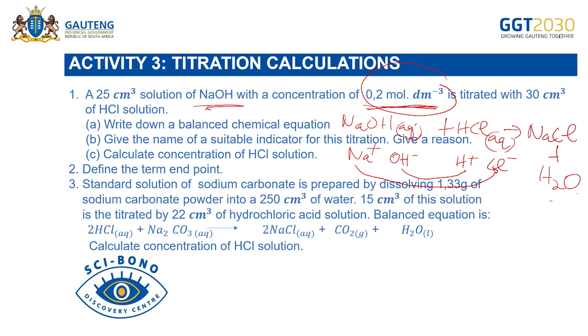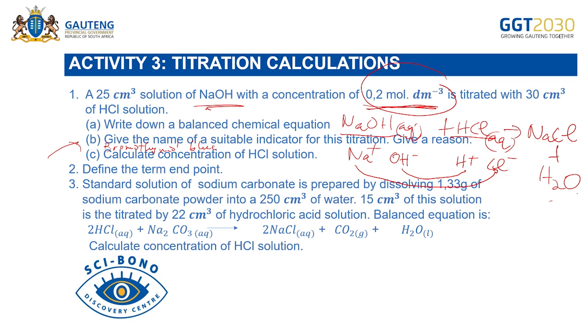Give the name of a suitable indicator for this titration. To determine the end point for this titration, which indicator do we have to use? You need to check the reaction. This is the reaction of a strong base and a strong acid. The suitable indicator will be bromothymol blue. It's a reaction of a strong acid and a strong base, so the suitable indicator to determine the endpoint here will be bromothymol blue.